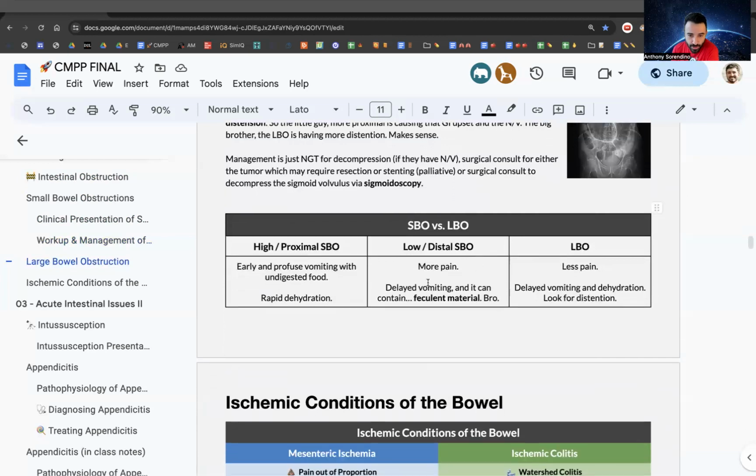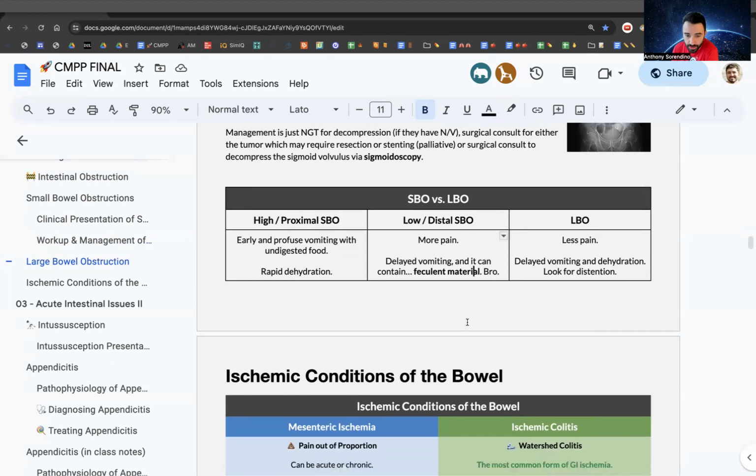There was also this, which was a picture. If you see feculent material in your vomit, then it's a small bowel obstruction, but it's a low distal small bowel obstruction. So I could see that being a question.